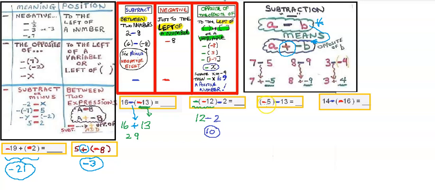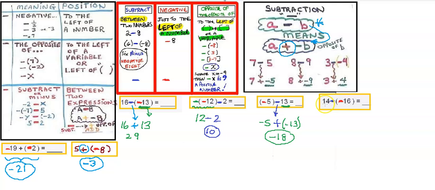This one here would be negative 5 subtract 13. So we have a negative next to the 5, subtraction symbol. The subtraction symbol becomes addition, and then we have to take the opposite of the next quantity. So instead of subtract 13, it becomes add negative 13. So we had negative 5 and negative 13. That would be negative 18.